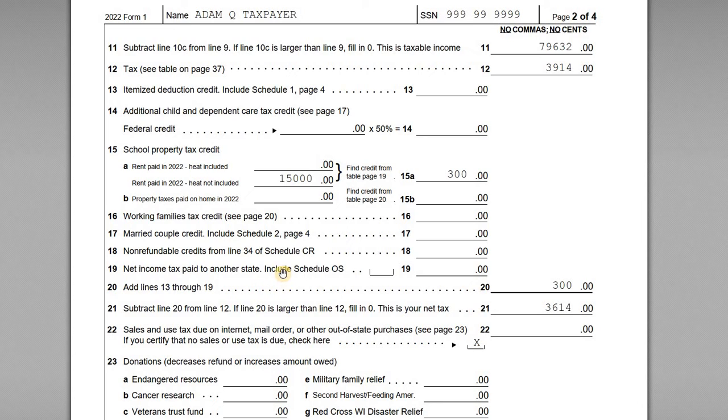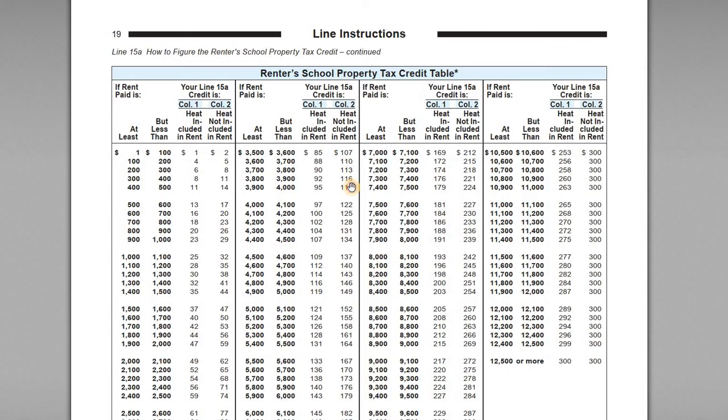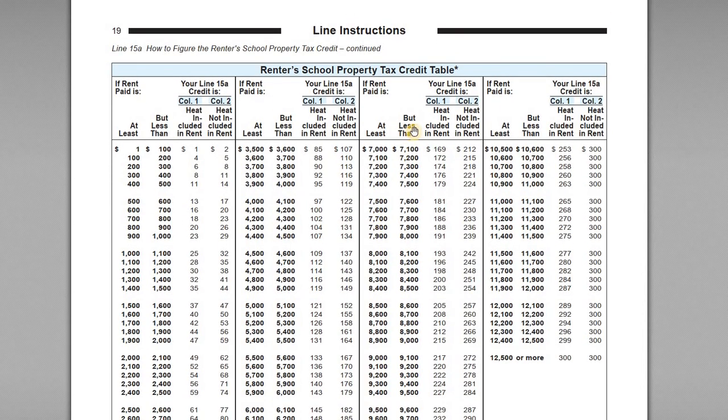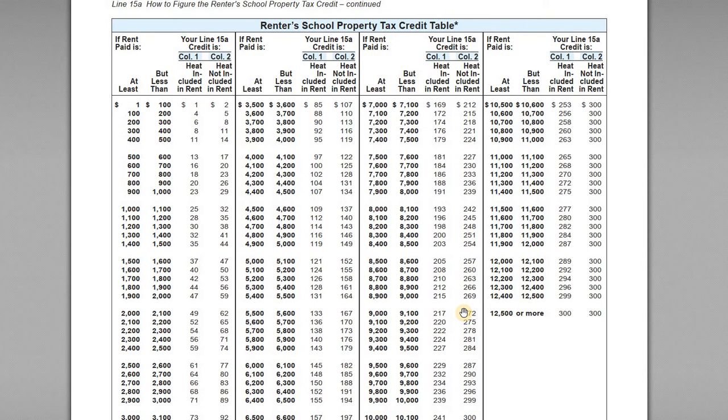And so the amount of rent that Adam paid during the year, remember, is $1,250 a month, so $15,000 for the year. The credit based on that amount of rent is going to be $300, and that's because $300 is the cap. So if we look at the Form 1 instructions and go to the section on the renter's school property tax credit table, you can see here you find where your rent is throughout the year. So what's the yearly total? And then you can find the amount of credit that's going to be available, whether heat was included in the rent or you had to separately pay for your own heat.